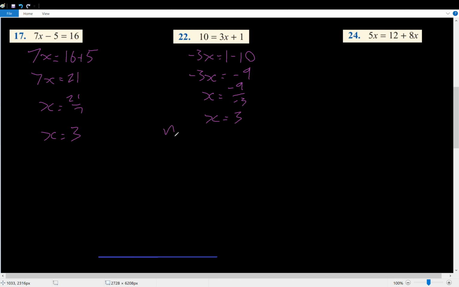And just to show how it would have been done if we'd gone the other way, if we left our x on the right hand side, we would have brought the 1 over, and we would have had 10 minus 1 equals 3x, which means that 9 is equal to 3x. Then we're going to bring our 3 over, it stops being multiplied by 3, becomes divided by 3. We get 9 divided by 3 is equal to x, so we get 3 equals x.